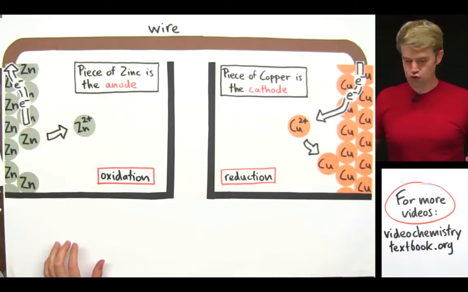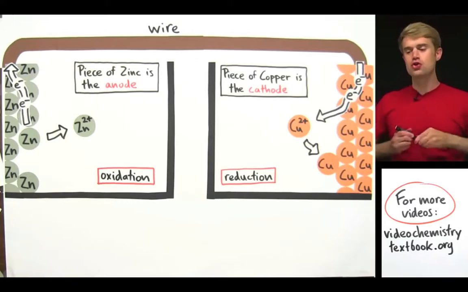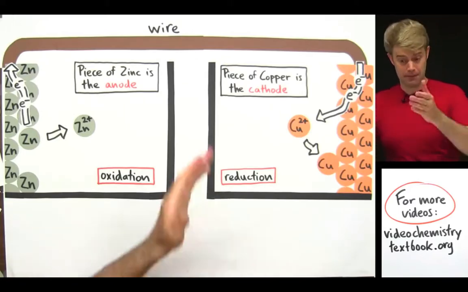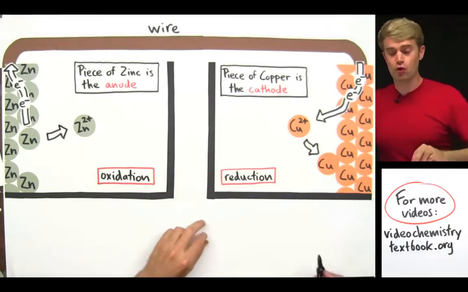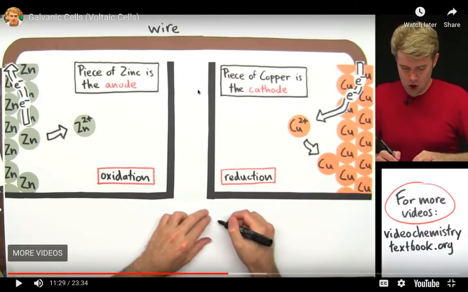Now, let's write reactions for the two processes that are happening here. Okay? First, let's write the reaction for reduction. So he's about to write the two half reactions that occur. I encourage you guys to pause the video, try it on your own, and then start the video and see if you got it right. So you'd be writing the half reaction for copper and the half reaction for zinc.